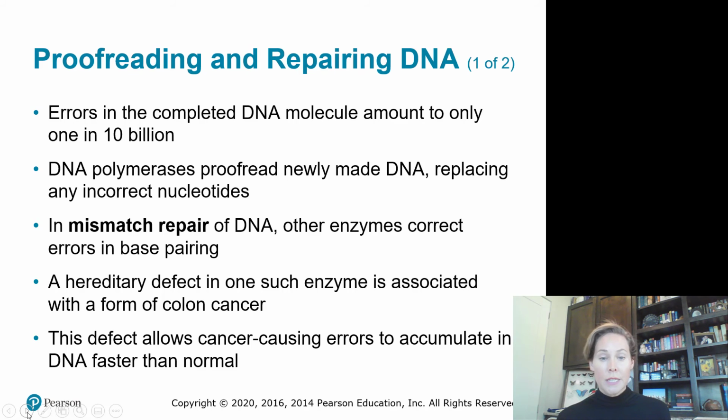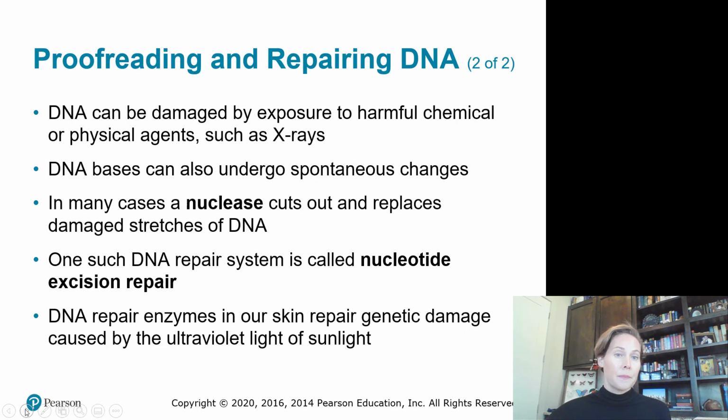A hereditary defect in one such enzyme is associated with a form of colon cancer. So there are genetic components to some types of diseases, including certain types of cancer as well. And it's because DNA constantly makes itself incorrectly.